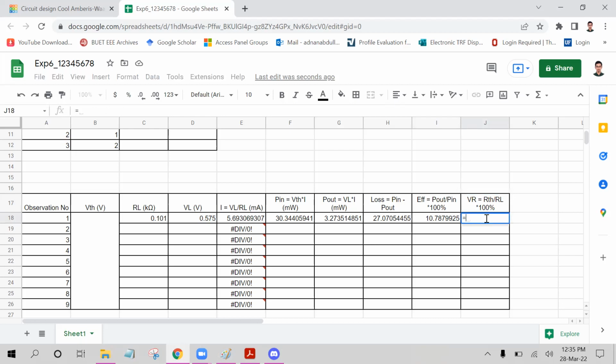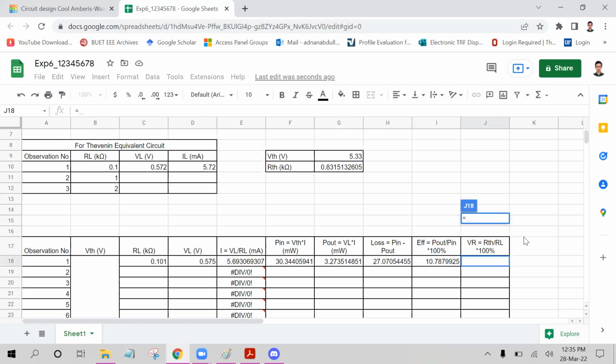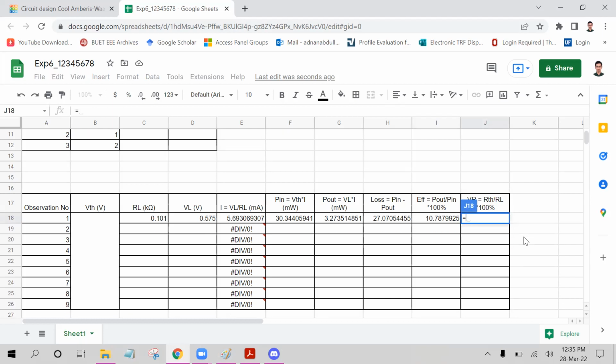So I'm going to write down the formula. What was my R Thevenin? 0.8315. Okay, 0.8315 divided by RL, which will be different for each observation. So I'm clicking on this cell: R Thevenin by RL into 100%. That is the value of voltage regulation in percentage. Okay, that's observation one. Now, if anyone has any confusion, you can ask.